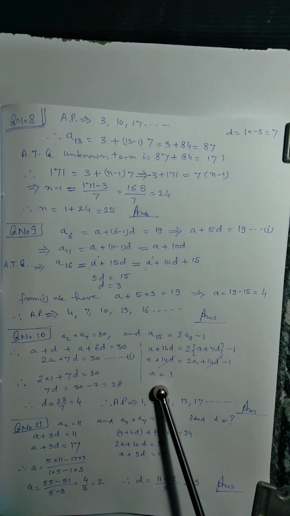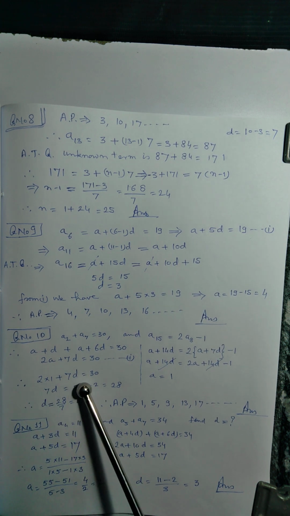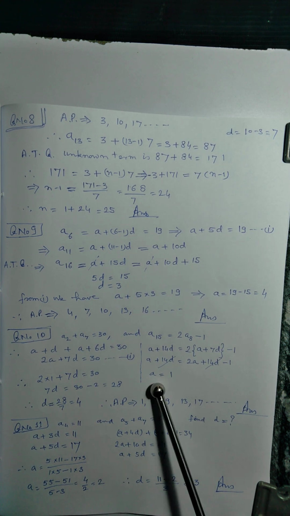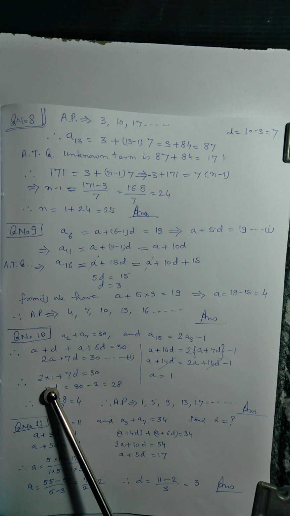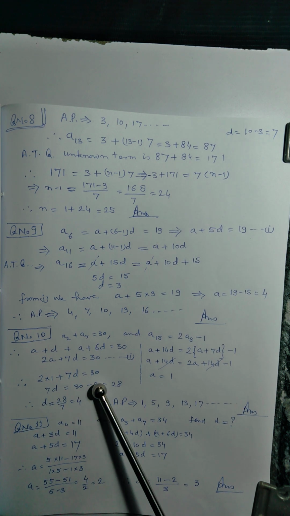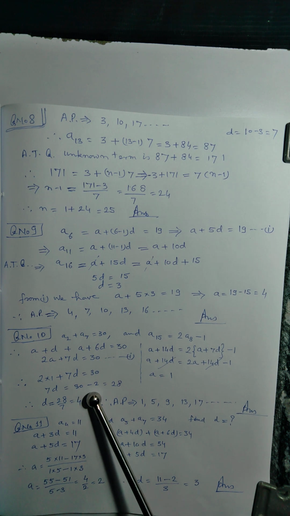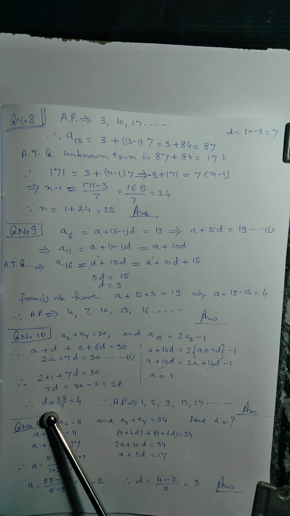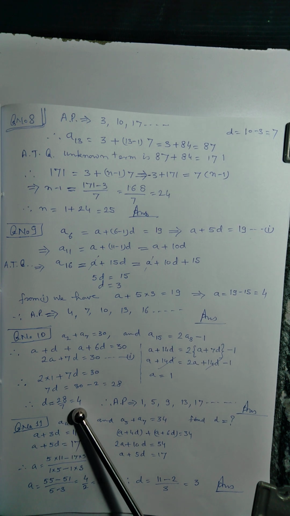Now substitute this value in this equation. From here you have got the first term, that is A is equal to 1, so 2 into 1 plus 7D is equal to 30. So 7D will be equal to 30 minus 2, that is equal to 28. So D is equal to 28 divided by 7, that is equal to 4.